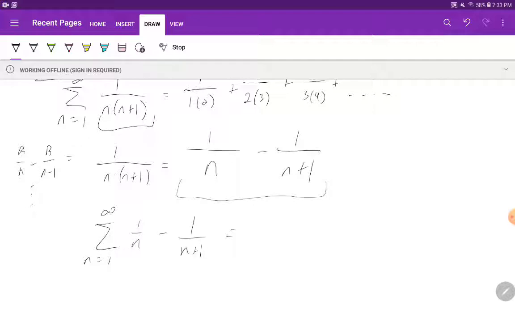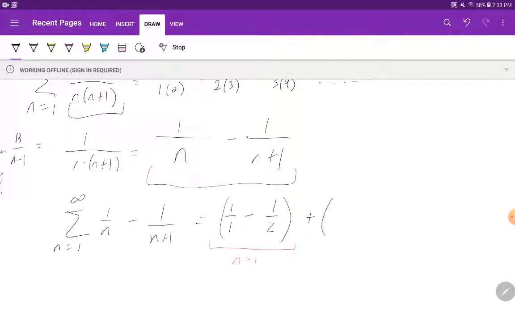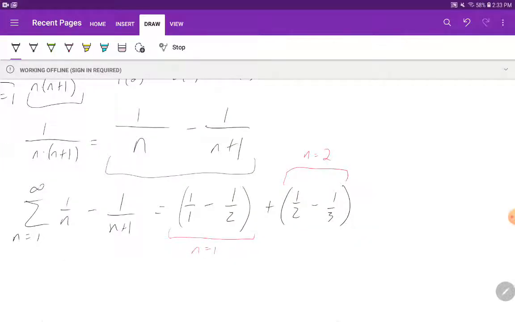And we get something that looks a little different here. If I plug in 1, I get 1 over 1 minus 1 over 2. I'll accentuate this: this is the n equals 1 term. Then we do the n equals 2 term. We get 1/2 minus 1/3. Once again, this is the n equals 2 term. And then we keep on going. We get 1/3 minus 1/4, the n equals 3 term. And maybe some of you see it already.